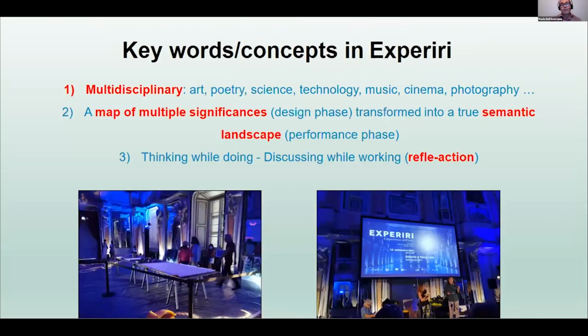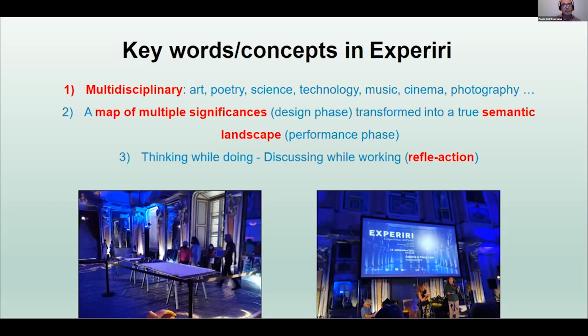The key concepts of the Experiri event are the following. First of all, it was a multidisciplinary event, as I told you. So we combined the work of poets, scientists, musicians, and other scientists in the same location. And during the deciding phase of this event, we created a real map of multiple significances.